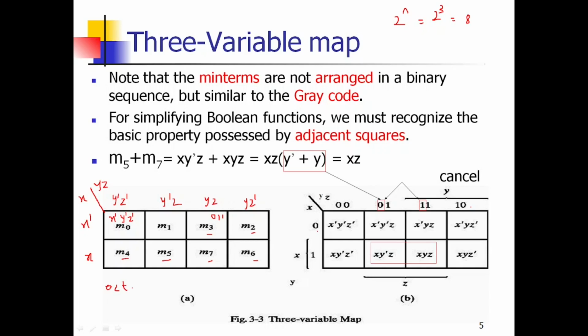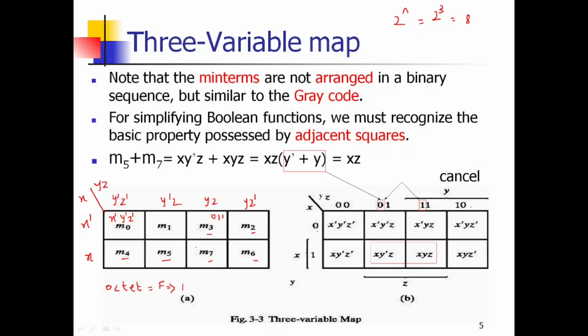Octet. An octet is 8 adjacent cells. If we are plotting 8 adjacent cells, then there will be a possibility of octet mapping, so that the answer will be 1. So for our octet, if we have an octet possibility, then we can say that the Boolean function f is equal to 1. Okay, so an octet is nothing but 8 adjacent cells.